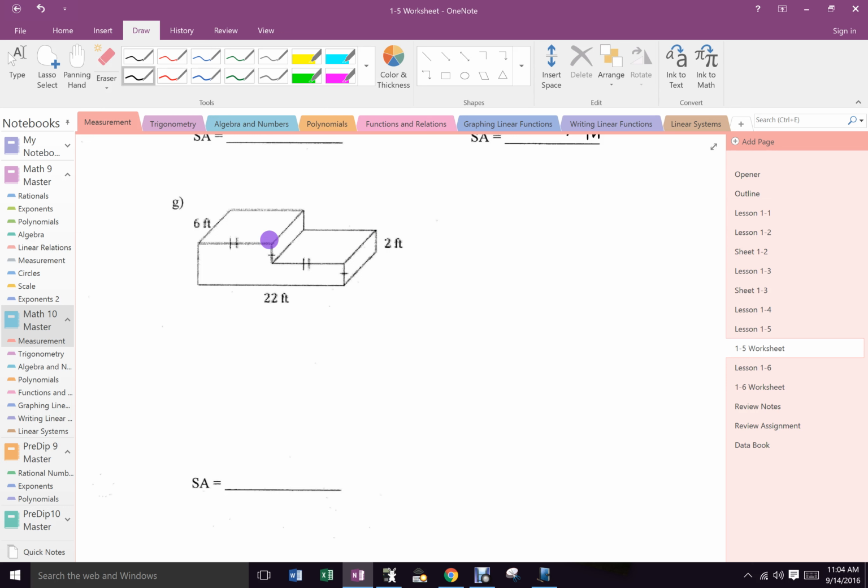If I carry these lines onwards, then I have a rectangular prism, which has 6, 4, and 22. That would be the surface area, wouldn't it? But I don't have that. So the only thing that's missing is this rectangle right here.